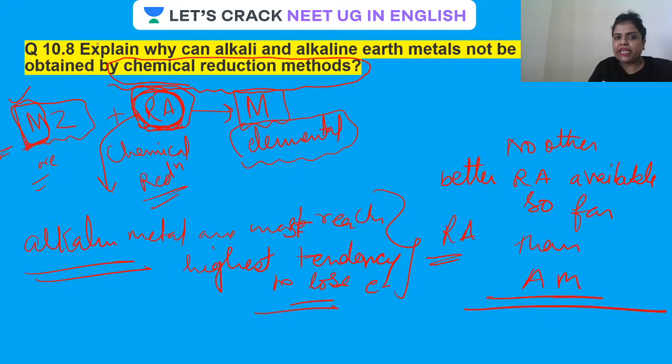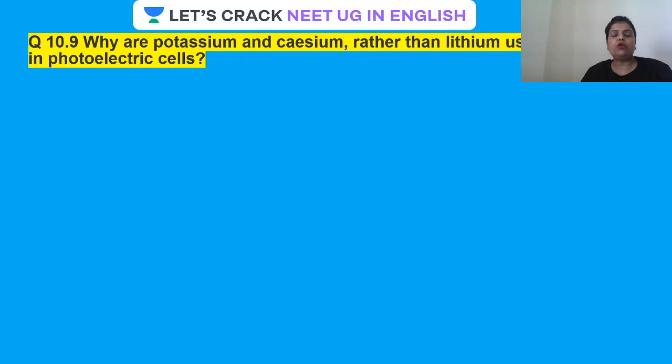When no better reducing agent is available, guys, look at this, which can reduce alkali metal, can we obtain them by chemical reduction method? No. Same thing for alkaline earth metals also, they are very reactive. I hope this is very very clear, guys. Now look at the next question.